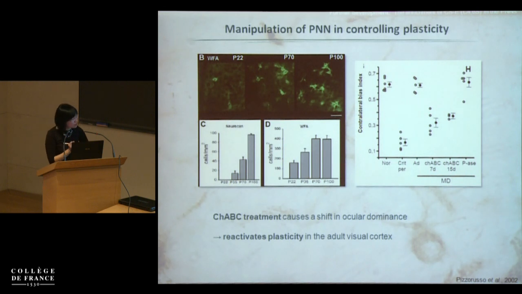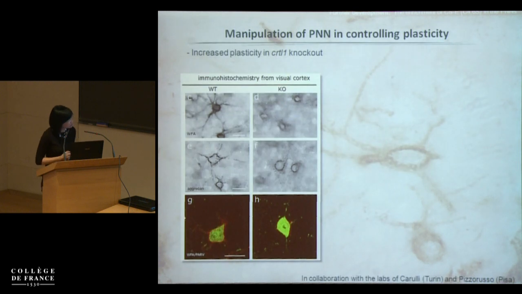However, what Tommaso has shown is that if you inject chondroitinase after 7 days or 15 days of monocular deprivation, by removing the chondroitin sulfate in the visual cortex, probably the perineuronal nets, you don't have this bias of only activating your contralateral side, but you do have increased activation or stimulation in the ipsilateral side as well. And that is the reason why people started thinking that the perineuronal net is involved in controlling visual cortex plasticity.